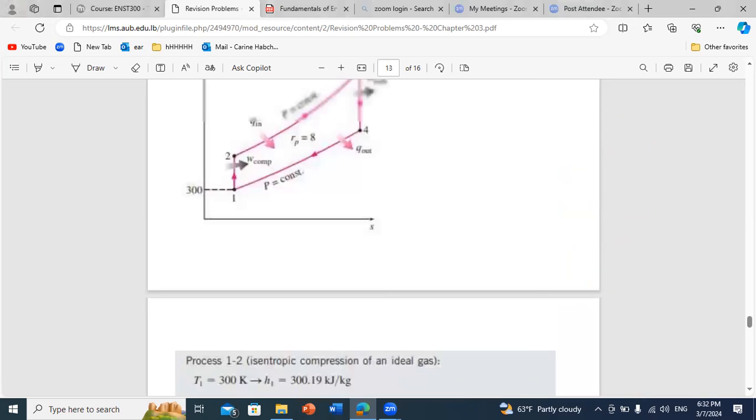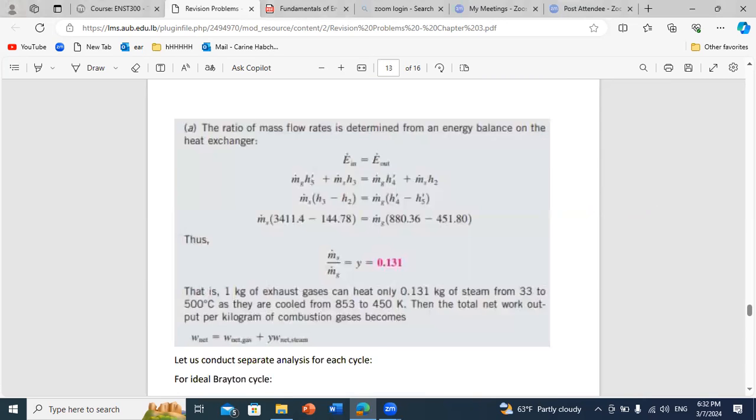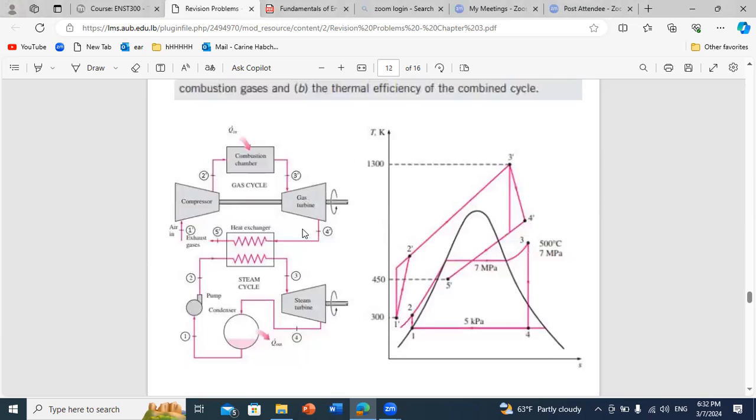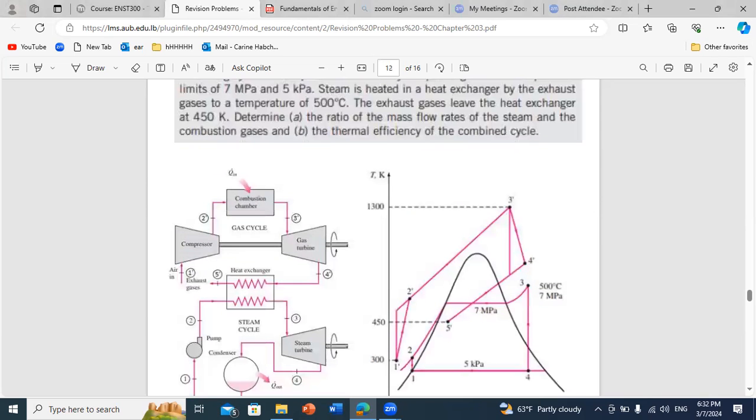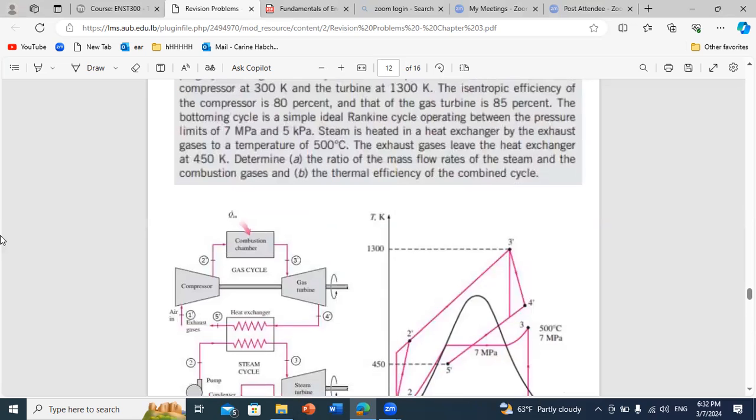In this problem, we need to study the efficiency of the system. The first question is to determine the ratio of the mass flow rates of the steam and the combustion gases. Why do we have a certain ratio to satisfy? We cannot work with any ratio because we want to just rely on the gas cycle to drive the steam cycle.